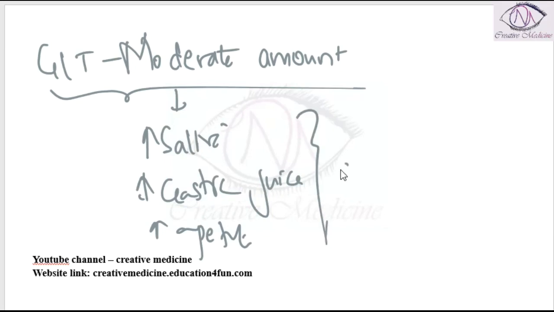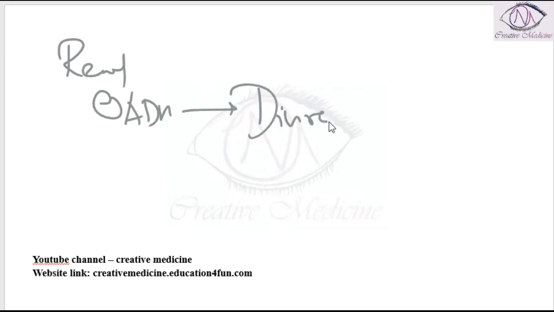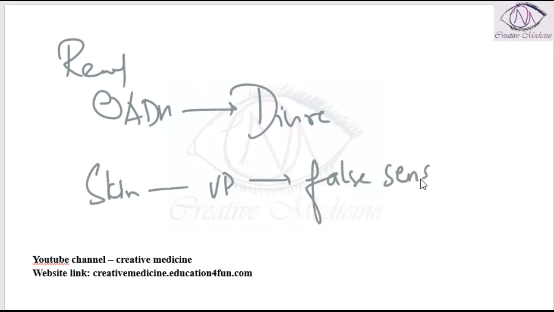In the renal system, alcohol inhibits ADH, or antidiuretic hormone, and thus it causes diuresis. In the skin, it causes vasodilatation, and thus alcohol results in a false sense of warmth in the skin, and it increases heat loss, diaphoresis, and thus increases sweating.